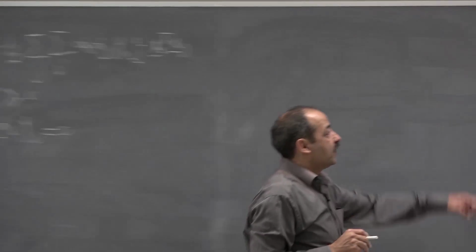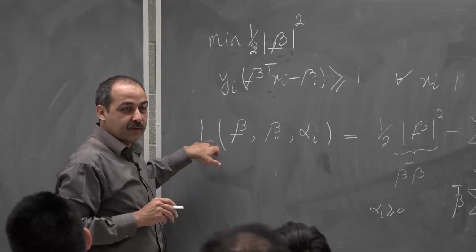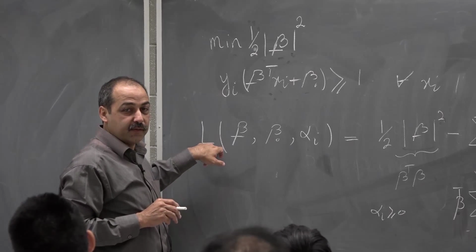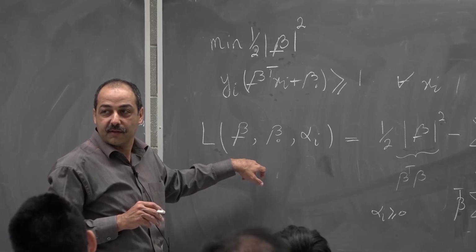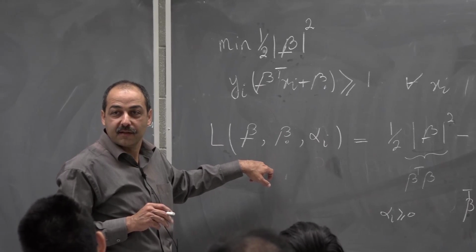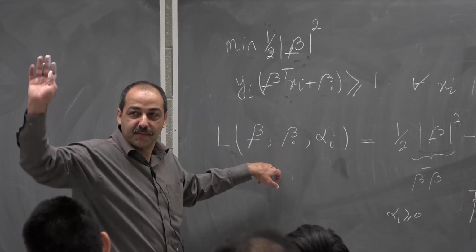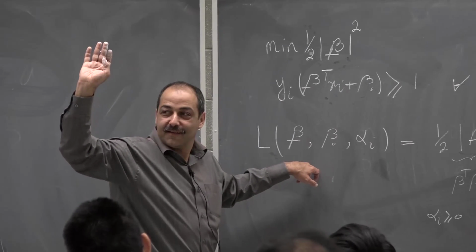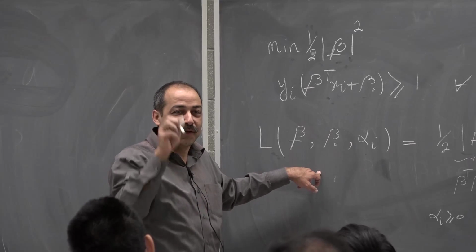Originally we wanted to minimize this. We wrote the Lagrangian in this form. And now everything is in terms of the dual variable. Do you maximize or minimize? Minimize? Who believes minimize? Who believes maximize? Okay, why maximize?